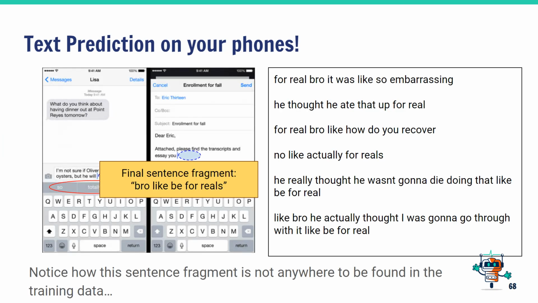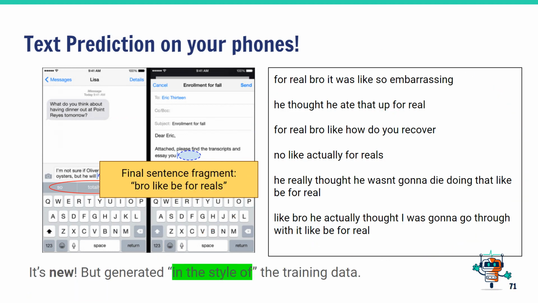And you can see that this new sentence does not occur anywhere in our history or in our training data, but it still sounds like it's in the style of the types of messages we've typed before. That is a very simple example of generative text based on text prediction.